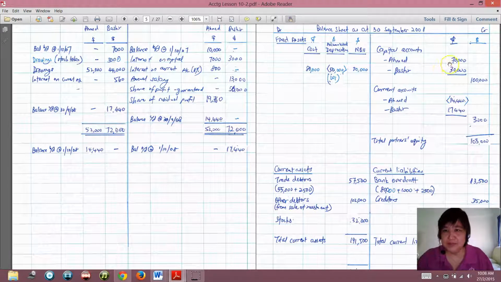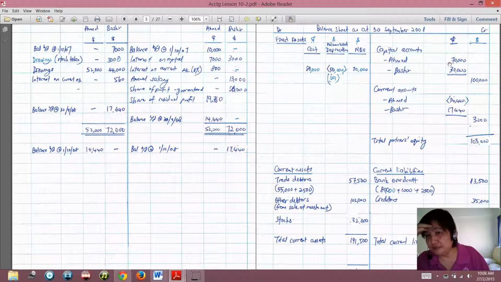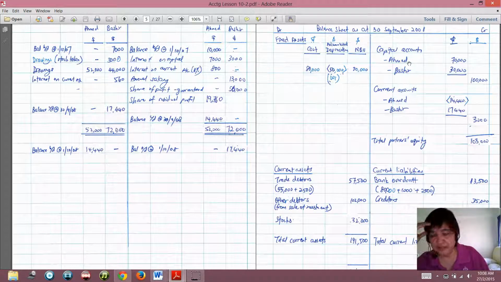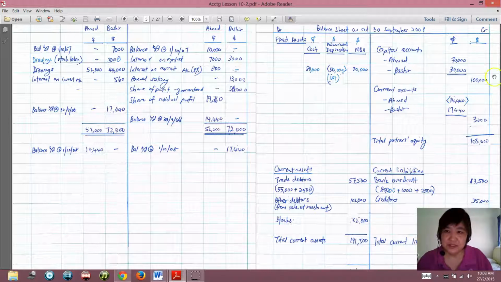Okay, this one, capital accounts. That means for partnership, you see, these two persons are partners doing a business, like you and your friend. So you have committed 100,000 as long-term funds for your business. This one Ahmad 70,000, and then Bashir 30,000. So the long-term funds we will put in the capital account. That's why it's the long-term funds committed to the business.